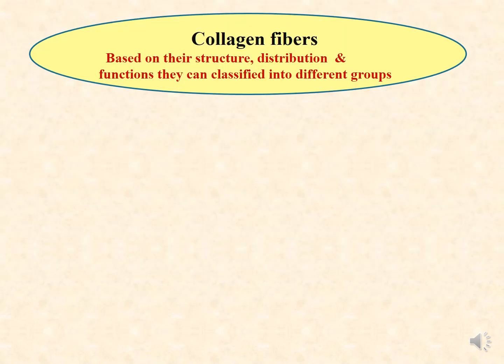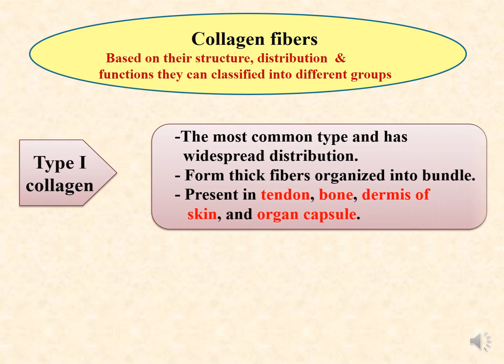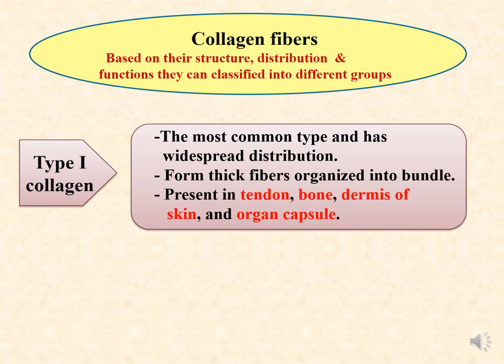There are different types of collagen which have been identified and distinguished by their composition, morphologic characteristics, distribution, and function. Collagen type 1 is the most common type and has wide distribution in connective tissue. It forms thick fibers that are organized into bundles. This type is found in tendon, bone, dermis of the skin, and organ capsule.